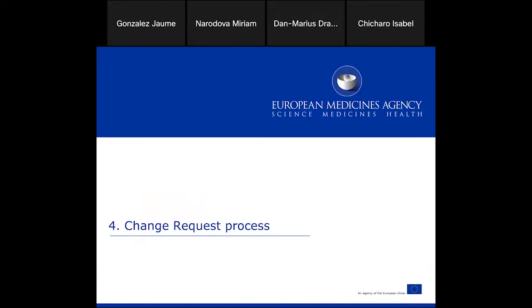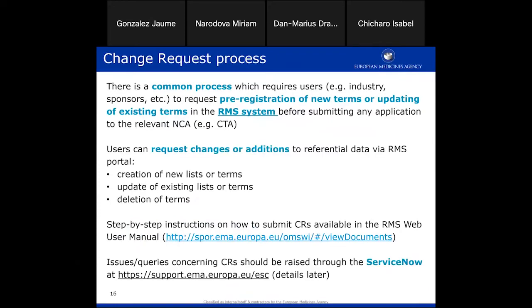Now, the next section concerns the change request process. Typically, the starting point for a change request is whenever a user needs to submit an application to a competent authority, and a referential needed in the application is either missing or it needs to be updated. For this, the user should submit a request through the SPO portal asking for the pre-registration of a new term or for the update of an existing term in RMS so that the application can then be completed and submitted.